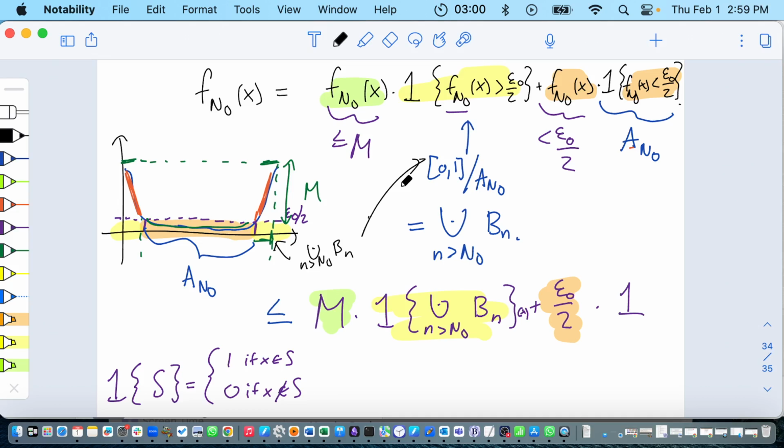And now this is the whole point: this is the indicator function of a union. That is, it's a union of intervals, right? Everything here is an interval because the functions fn were step functions. So this indicator function is itself actually a step function. And what is the integral of this step function? It's precisely the sum of the lengths of the B_n's, because that's the definition of the integral of a step function.